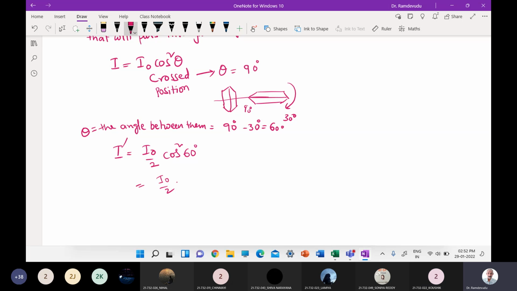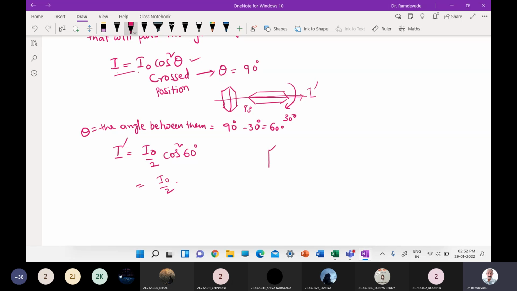See, ours is I equal to I naught cos square theta, which is Malus law. Did you follow this law? Yes. Now they are in the initially crossed position. They want us to find this intensity ratio. That intensity I don't know, so I am writing it as I dash. I dash is what I want to calculate. But what is I dash?